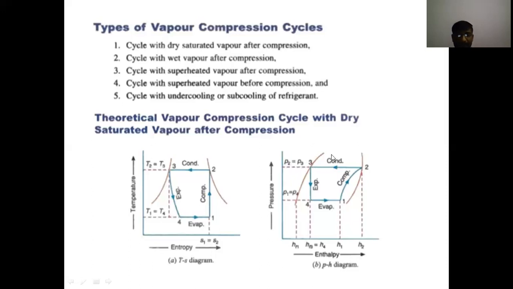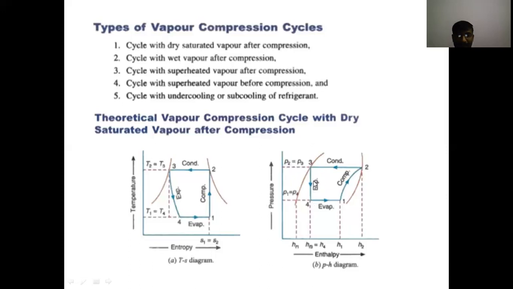Here the heat is rejected to the cooling medium, which is generally air or water. This is the condensation process. When vapor is converted to liquid at constant pressure and temperature, it is called condensation. Clear? After converting to the dry saturated liquid in the condenser coil, it will be expanded.